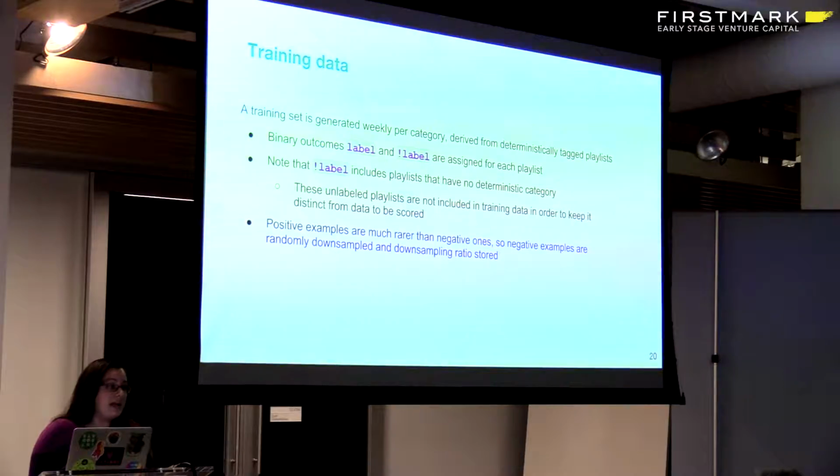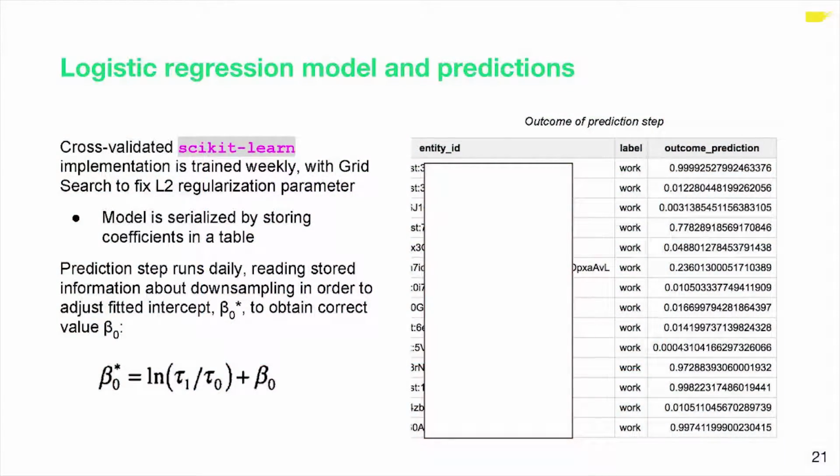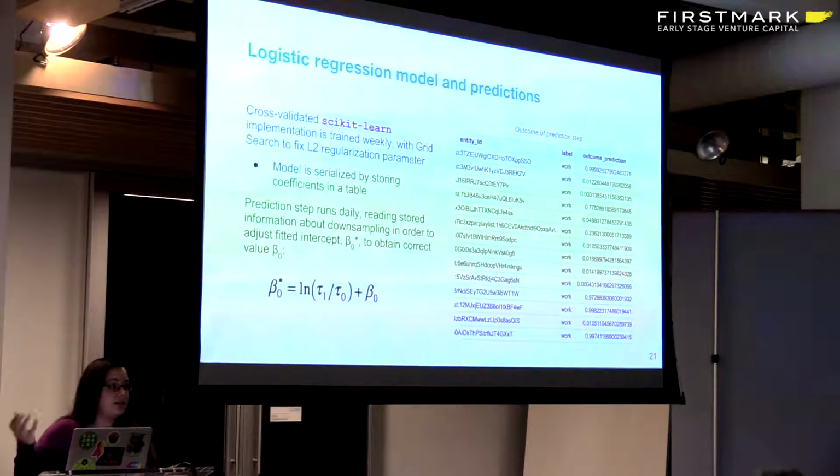Because there are something like 40 categories, positive examples for any given label are much rarer than negative ones. So there's downsampling used, and we store the downsampling ratio so that we can then correct the intercept of the logistic regression model later. For the modeling approach itself, we're just using cross-validated logistic regression in scikit-learn. And then the coefficients of the model are stored in a BigQuery table where they can be picked up by the SHIO pipeline and used to make predictions daily.